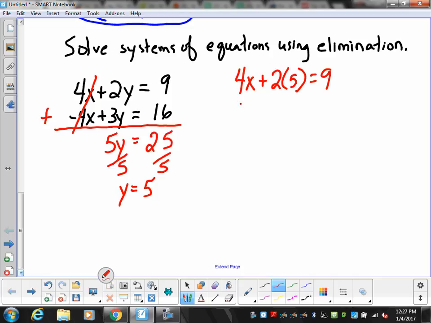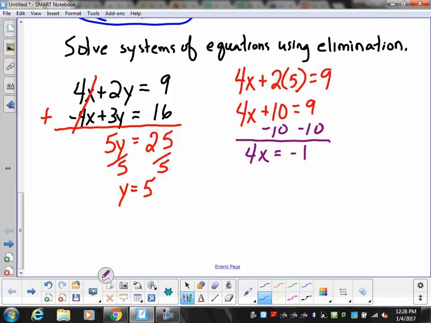Okay, so if I solve that, that's 4x plus 10 equals 9. Okay, so what's the next step? Okay, subtract 10 from the 10 and from the 9. So that gives me 4x equals -1. And then I divide both sides by 4. So x equals -1/4. So my solution is -1/4, 5.